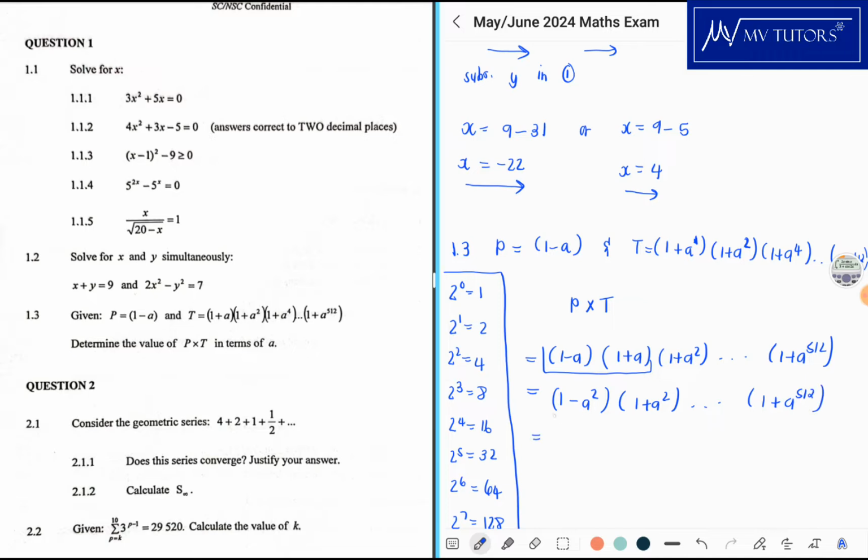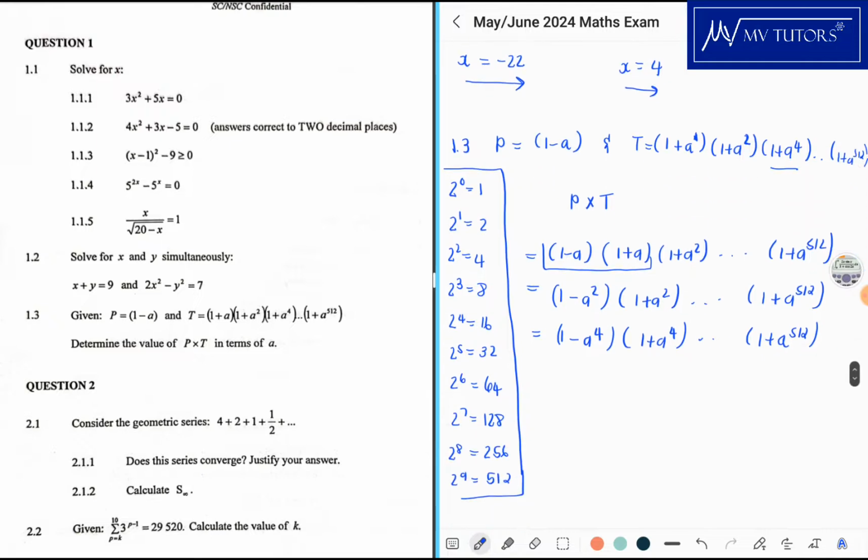So now, again, I have a difference of 2 squares, so 1 minus a to the power 4. And what's next? 1 plus a to the power 4. Do you guys see a trend here? Am I the only one? I'm seeing a trend. Okay, so we're going to do all of this until we get to a point where we have 1 minus a to the power 512. And we're multiplying it with the last term that we have there, which is 1 plus a to the power 512.